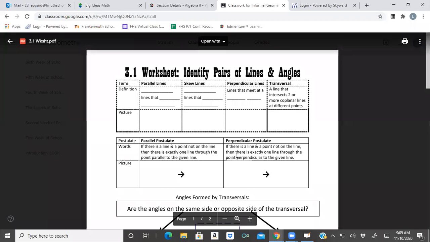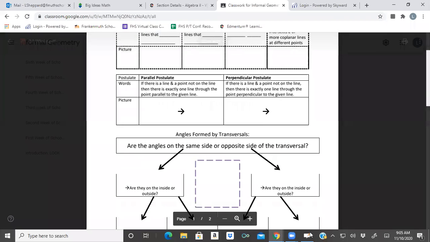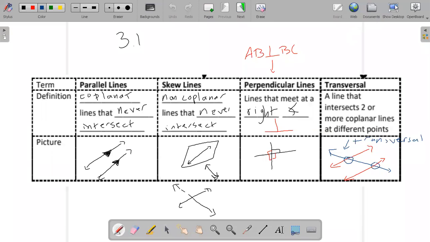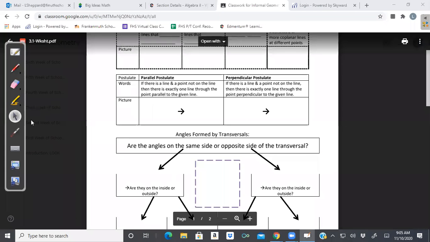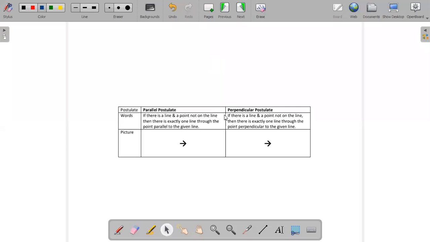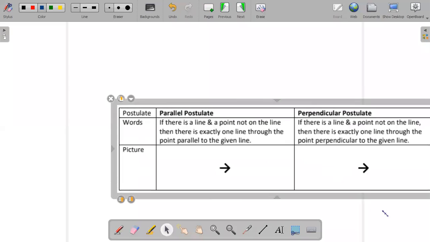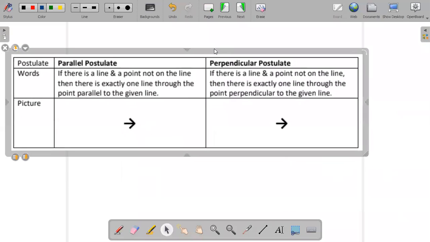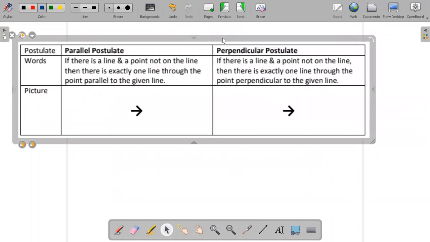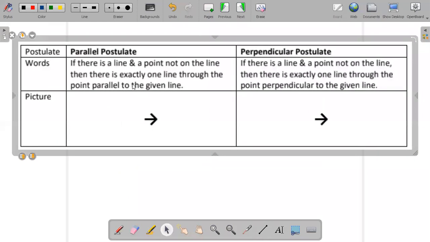So let's move on to the next part, which is the parallel line postulate and the perpendicular postulate. So this is the parallel and the perpendicular postulate, which these are pretty straightforward. It's not really a crazy idea. It's just a thing that we have to know. Okay, the parallel line postulate means if there is a line and a point not on the line.